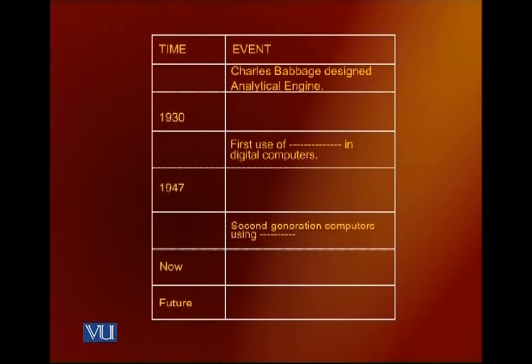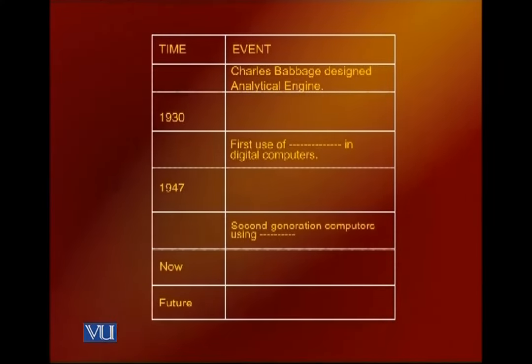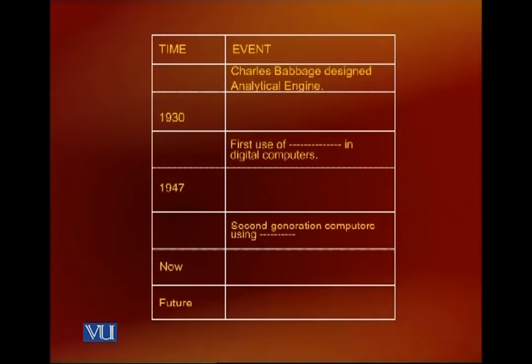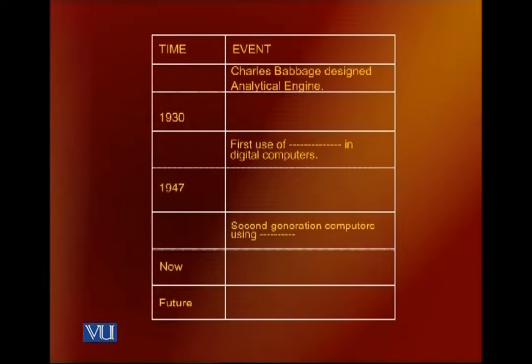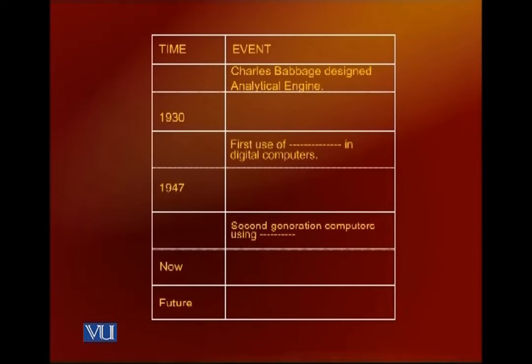Then you have 1930 given to you, and there's a jump to 1947, and you have to find out what events took place in that period. In 1930, we find that the first analog computer was built by Bush.